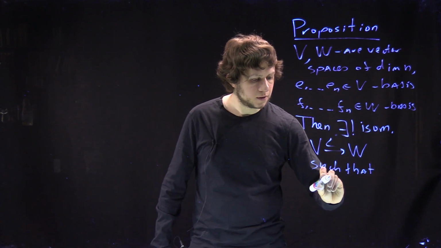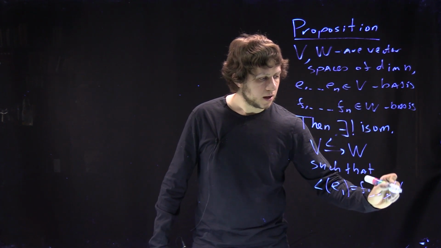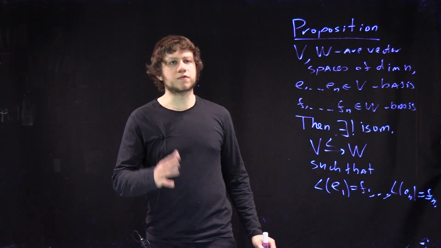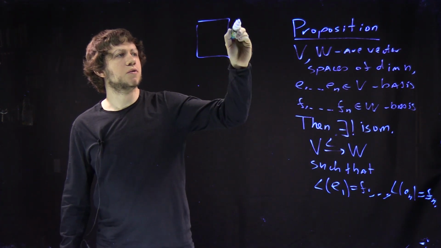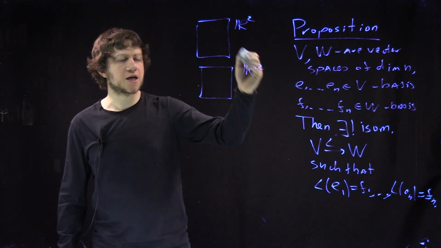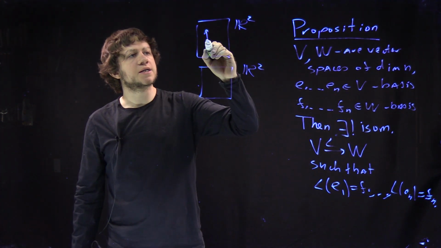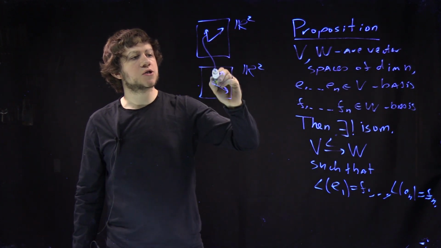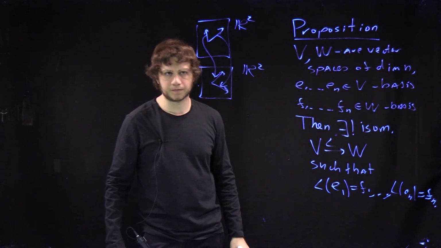L of E1 equals F1, and so on, L of En equals Fn. So this is a beautiful fact. Basically, the idea is that if you have a vector space, say R2, and another vector space of the same dimension, so actually the same R2, then you can take any basis in one of them, any basis in the other, and then there exists a unique isomorphism which sends one basis to the other.